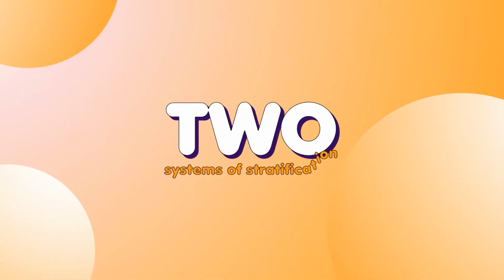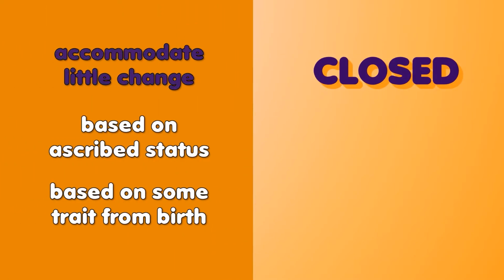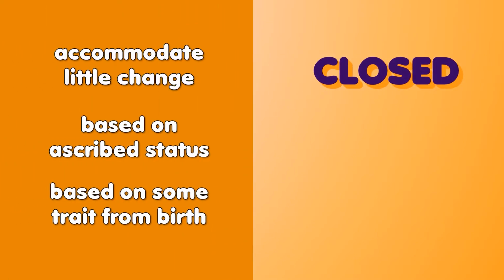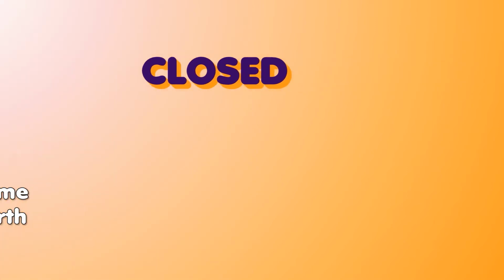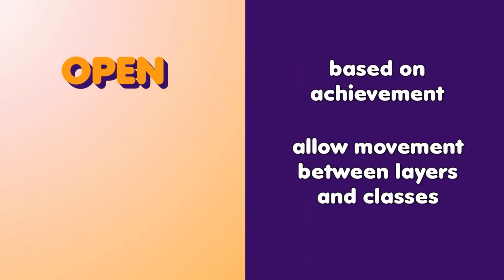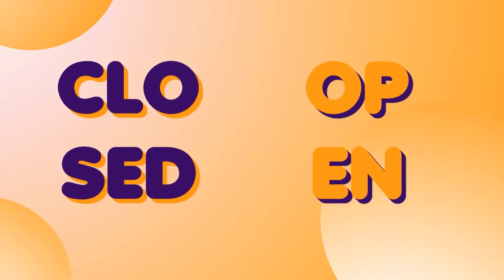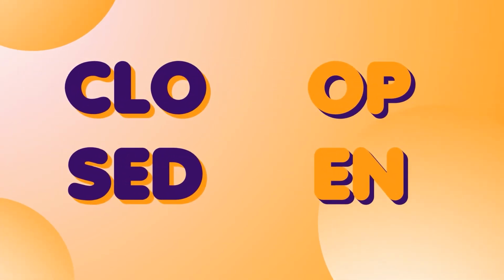Sociologists distinguish between two systems of stratification: closed systems and open systems. Closed systems accommodate little change in social position and are typically based on ascribed status or some trait from birth. They do not allow people to shift levels and do not permit social relationships between levels. Open systems, on the other hand, which are based on achievement, allow movement and interaction between layers and classes. These different systems reflect, emphasize, and foster certain cultural values and shape individual beliefs.